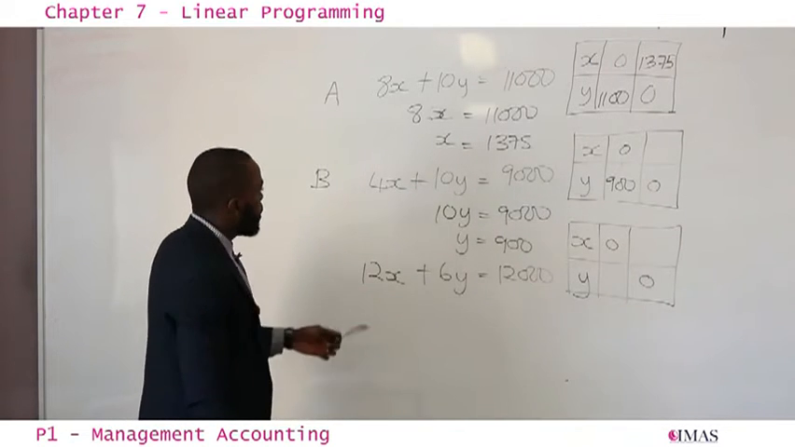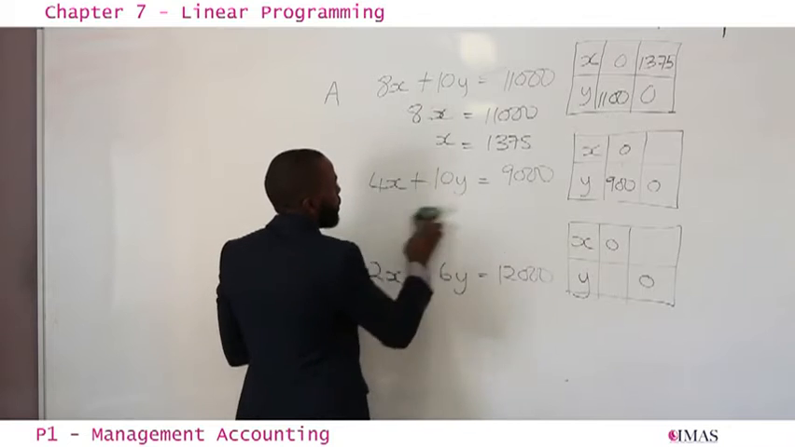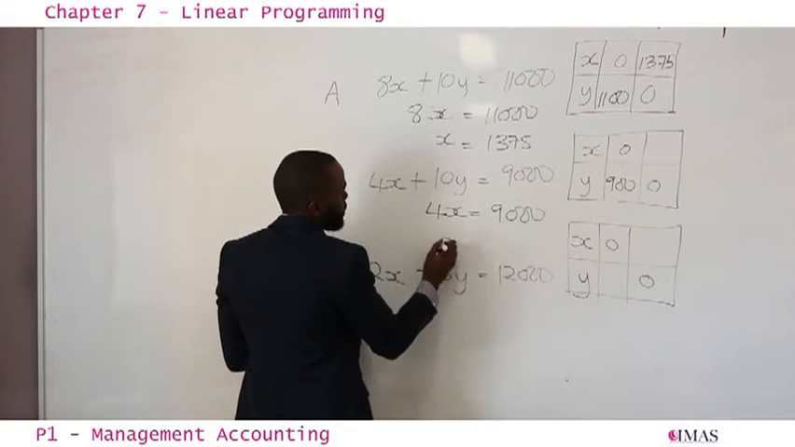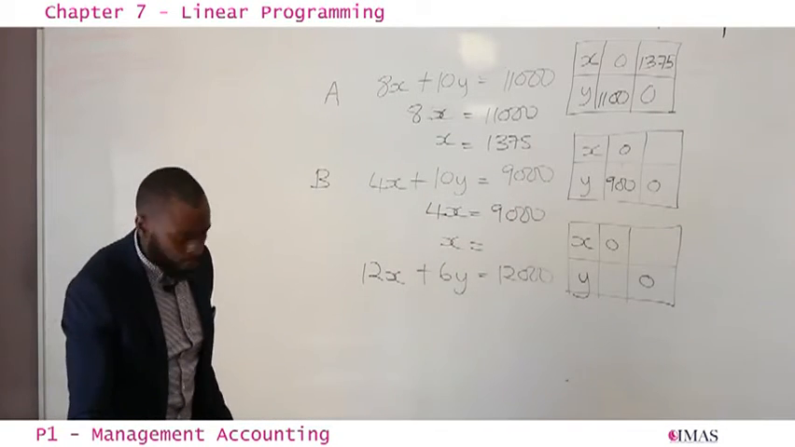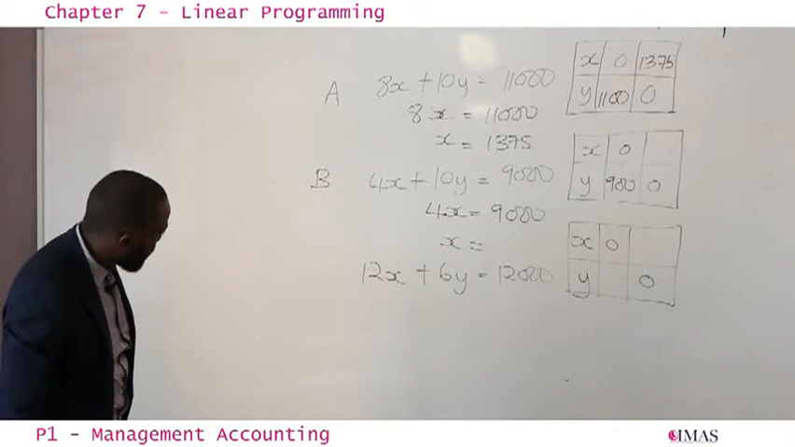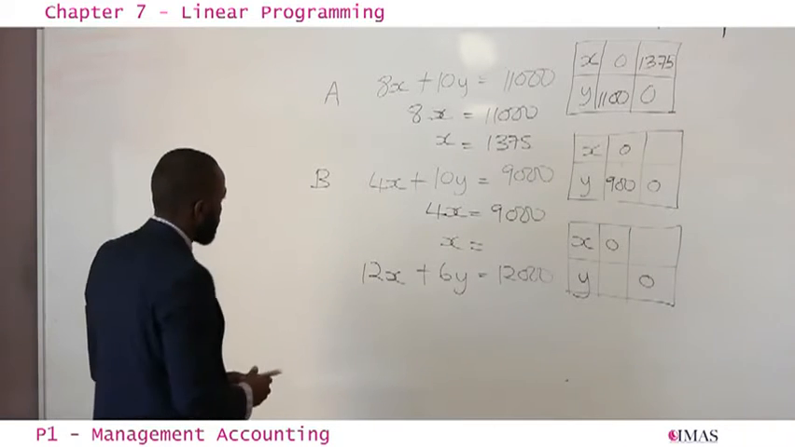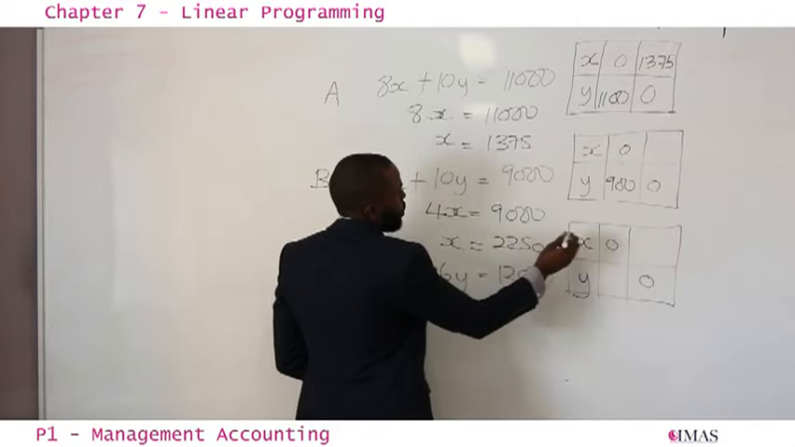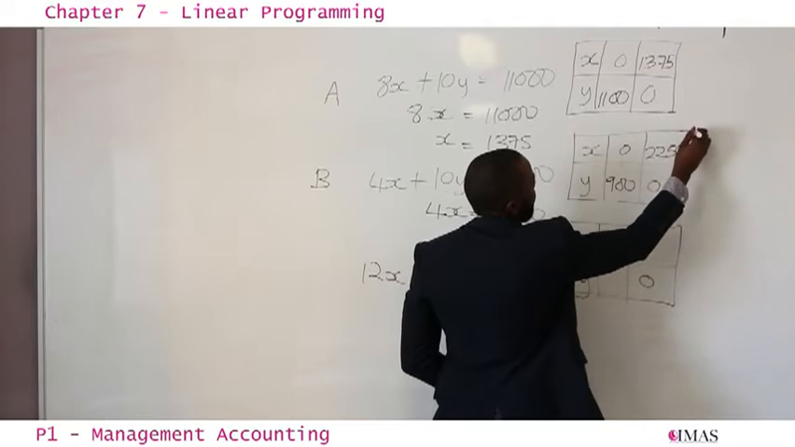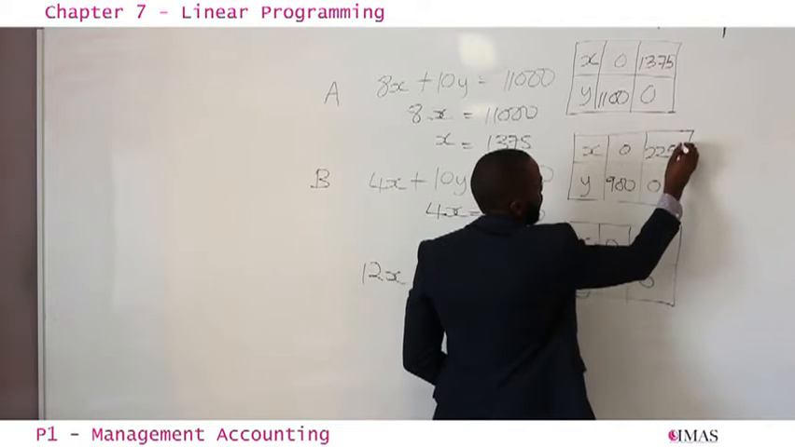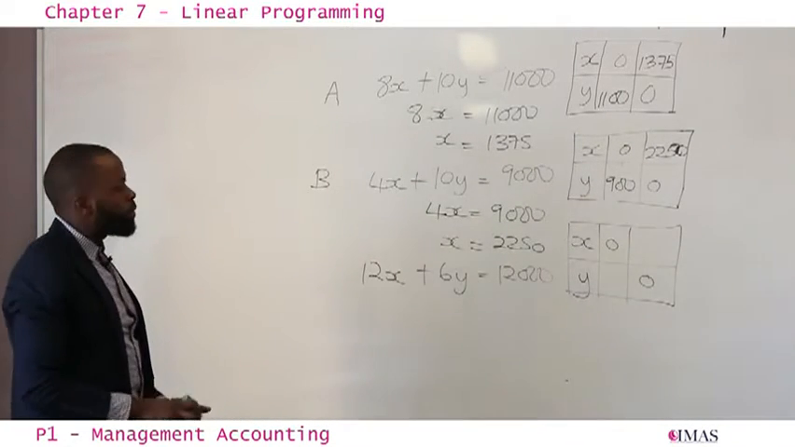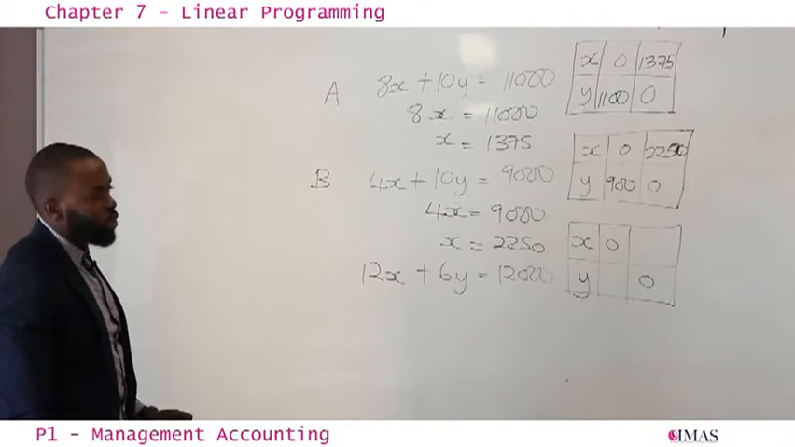Then we do the same thing. Say when y is equal to 0, it becomes 4x is equal to 9,000. Then x is equal to 9,000 divided by 4. It's 2250. So that's how you come up with the 2 points. And what we need to do is we go to our graph, we just join the 2 points.